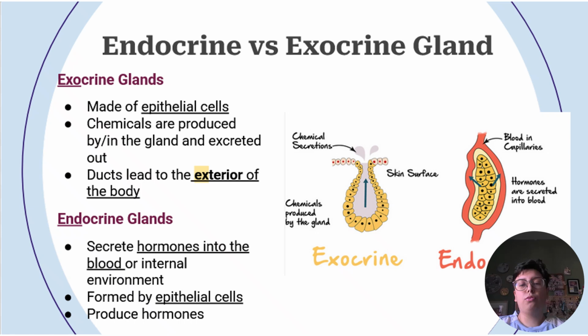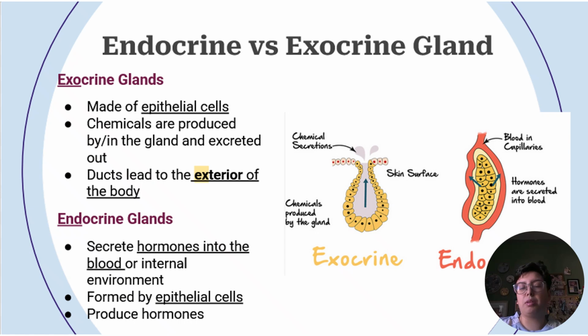Okay, let's just start off with knowing the differences between an endocrine and an exocrine gland. Exocrine glands are going to produce chemicals in the gland, and these chemical secretions are excreted out of the duct leading to the exterior of the body. Examples of these chemical secretions are your sweat, saliva, tears, breast milk, and digestive juices, such as those from the pancreas and the liver. Endocrine glands, on the other hand, produce hormones that secrete hormones into the bloodstream or internal environment. Examples of these structures that secrete hormones are the hypothalamus, pituitary gland, adrenal gland, and the kidney, thyroid, and parathyroid gland, testes, ovaries, and the pancreas.